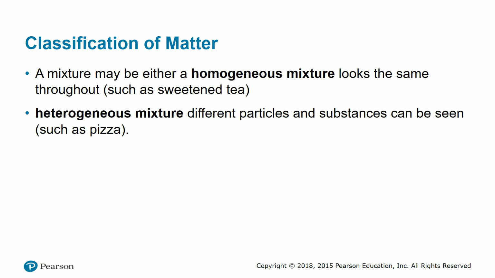Moving on, the 2 different types of mixtures. Homogeneous mixture. A homogeneous mixture looks the same throughout. So the example that we're going to give you is like sugar, like sweet tea. You can't see the sugar or the tea. You just know it's there. All right. Heterogeneous mixture, different particles and substances can be seen. The example that I'll give you there is pizza.